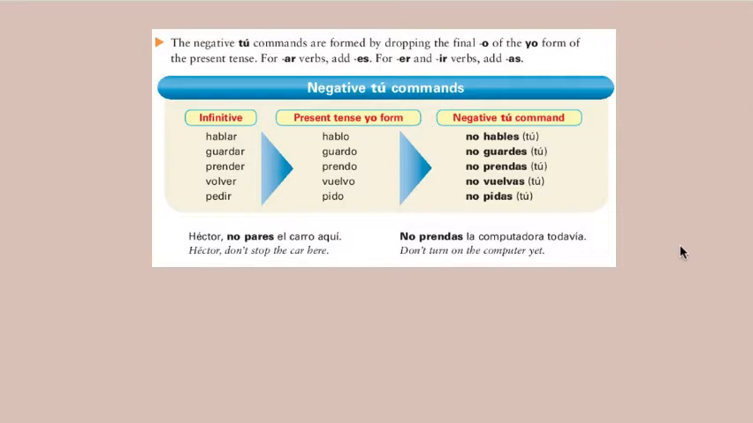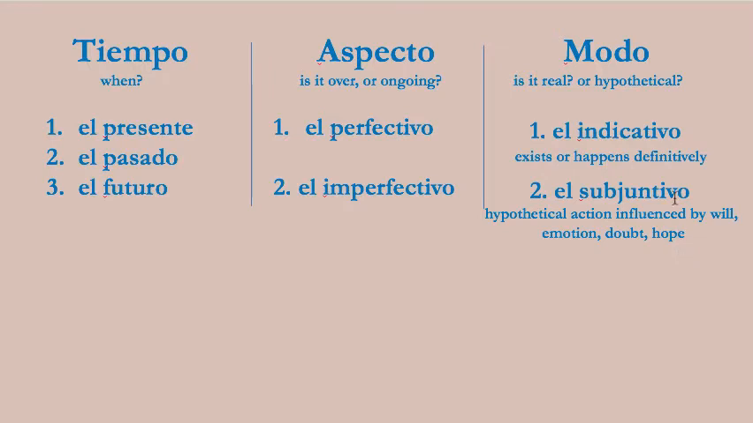So these negative tú commands are actually from el subjuntivo. So we have, every Spanish verb has these 3 characteristics. El tiempo, like when did it happen? Present, past, future. Aspecto, is it over with? Like a perfectivo, or is it ongoing? El imperfectivo. And then, of course, el modo, like is it real? Which is el indicativo, the normal tense in which you generally speak. It means that it exists, or happens definitively. Or hypothetical, a hypothetical action influenced by will, emotion, doubt, or hope.